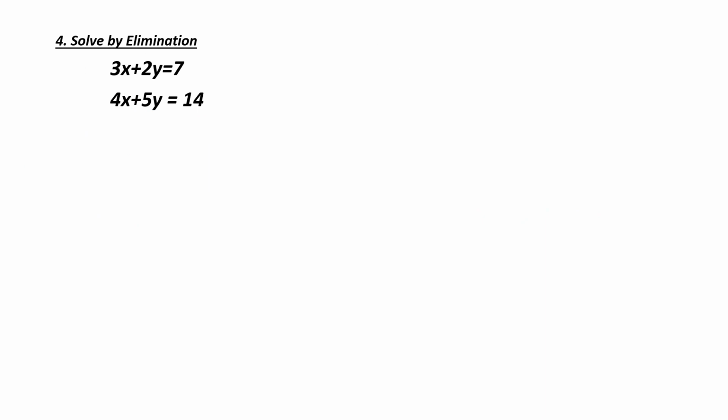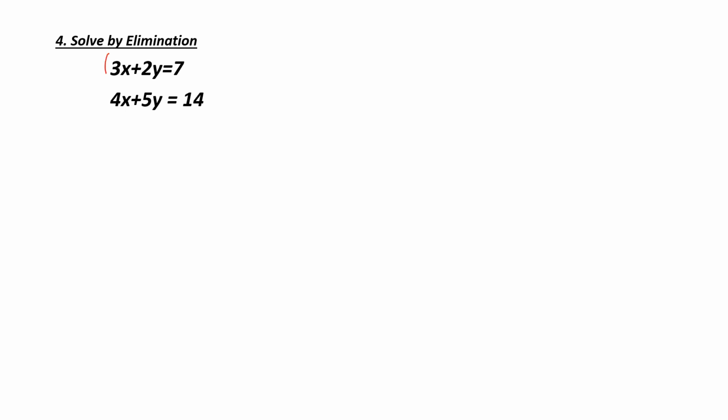Our final example asks us to solve by elimination. To eliminate, we basically add or subtract the equations to get rid of one of our variables. However, there is a problem here. The problem is, no matter what I add or subtract, I will not get rid of one of my variables. So how do I solve for this? I multiply each equation by a number that will give me the same coefficient in front of one of the variables. I've decided that I'm going to eliminate x. So that means I need a number that both 3 and 4 go into evenly. That number is 12.